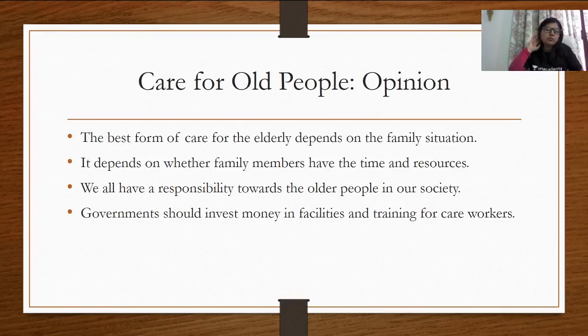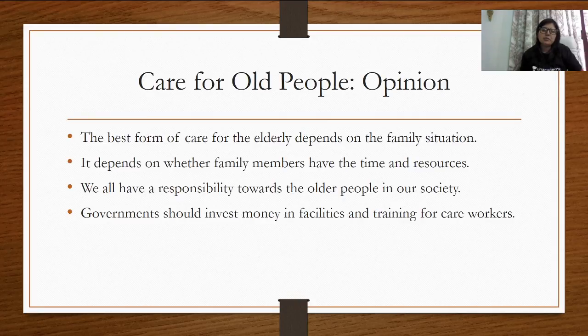So there can be an opinion essay on the same. The opinions can be: the best form of care for the elderly depends on the family situation, whether they are financially good, whether they have enough space to accommodate, and many other factors. It depends on whether family members have the time and resources, as I mentioned, because both the parents or the couple these days are working, so they don't have much time to spare to take care of the aged people.